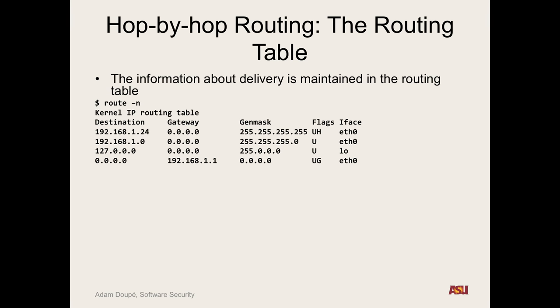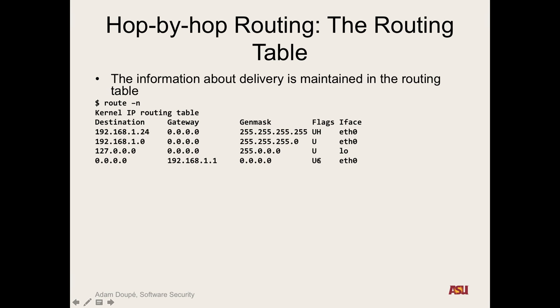Oftentimes programmers will block 127.0.0.1 without realizing that you can pass any 127 address there and it will work just the same. So that's another bypass. And we can see here we know it goes onto the local interface. There's nothing special about that except that it's in the routing table. If we got rid of this routing table entry, we'd probably try to actually send that packet out.